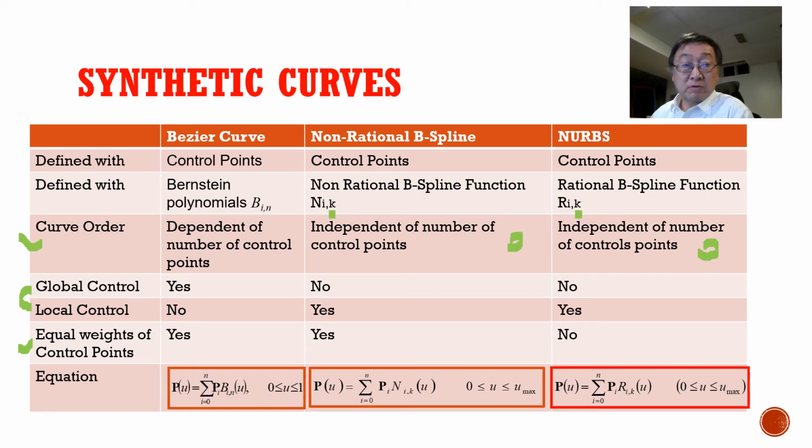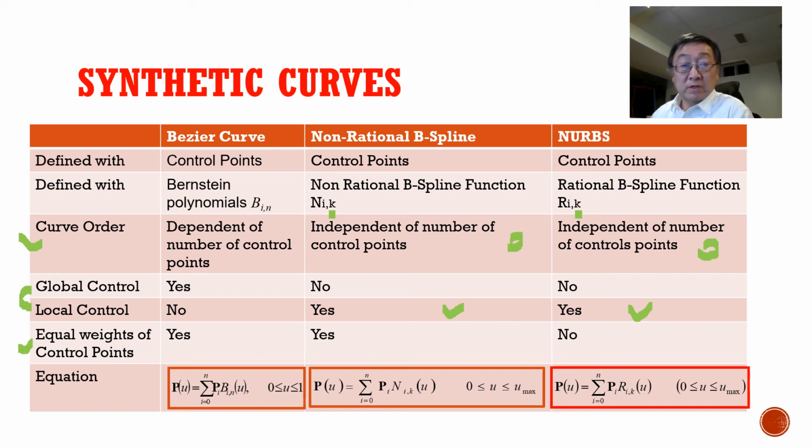Regarding curve control, the Bézier curve has global control, so it lacks local control, which is not good. Both the non-rational B-spline curve and NURBS are not global control. They can achieve local control, which is good.